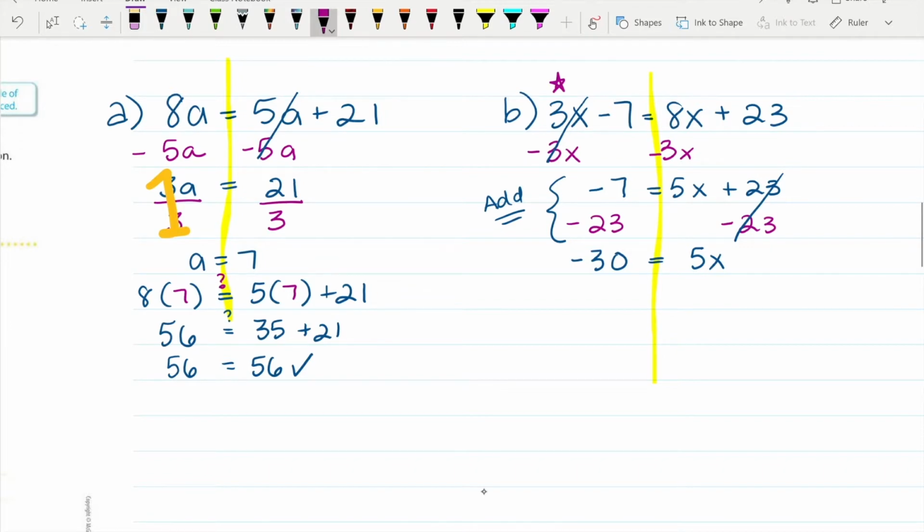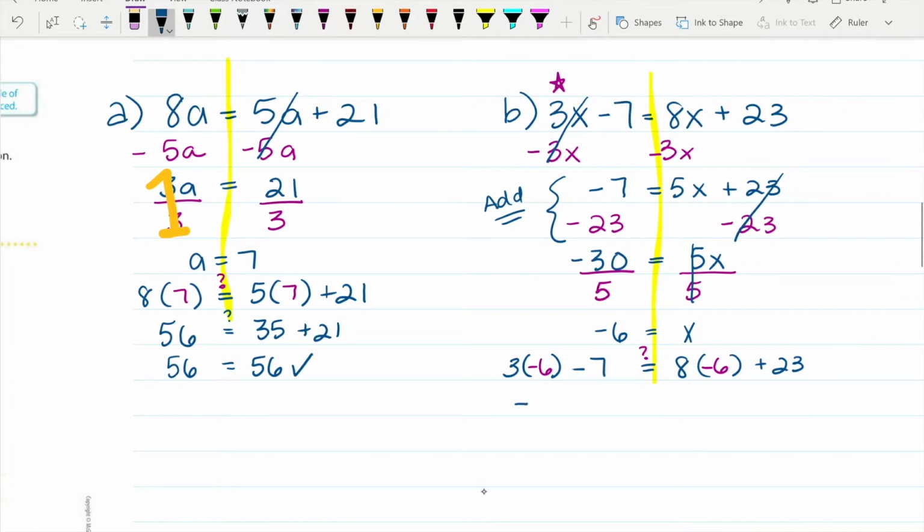And our last step, we want that coefficient of x to be a 1. In order to make it a 1, we know that 5 divided by 5 is 1. And we will divide both sides by 5. So you have x is equal to negative 6. You're going to check your solution. That's how you make sure you're getting the correct answer. Rewrite everything with parentheses and substitute with the answer that you got. And again, we're checking, it's a question still.